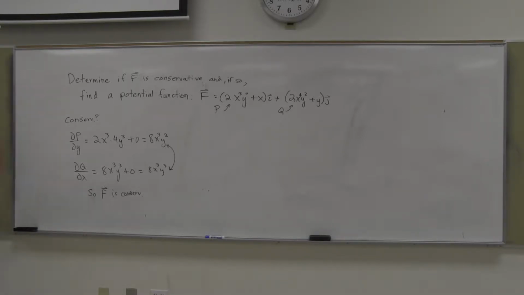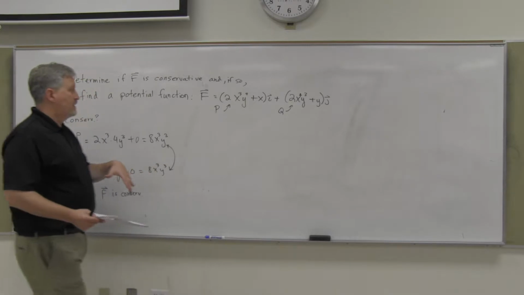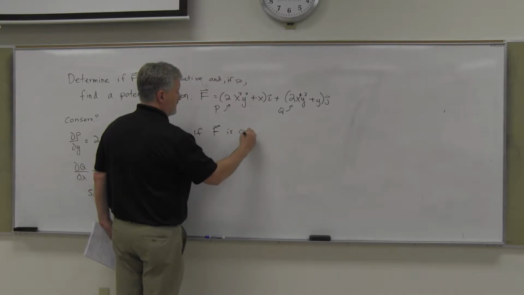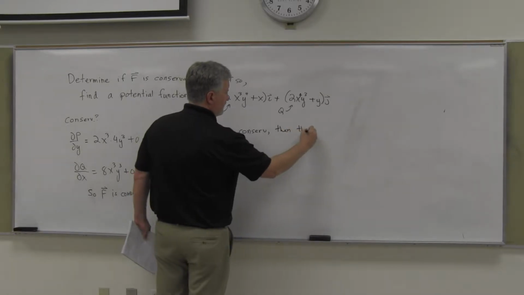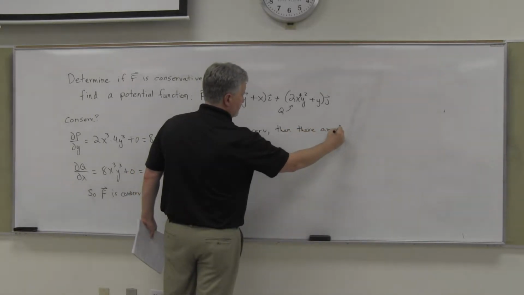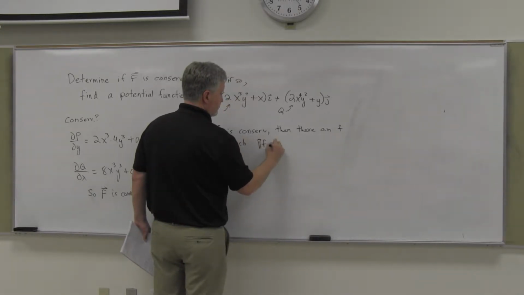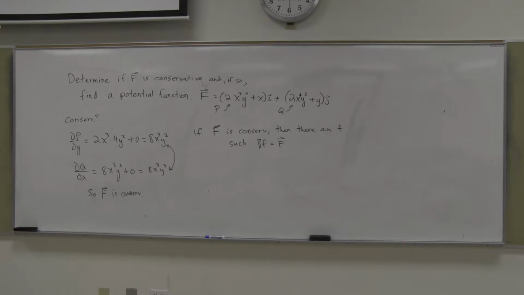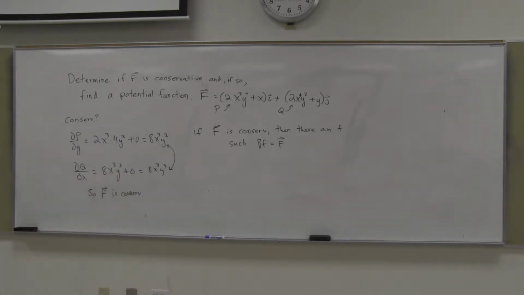So if it's conservative, all right, so back to the definition. If it's conservative, what does that mean? Well, if F is conservative, then there is an f such that the gradient of f equals that particular vector function. So there's a gradient function for it, a function whose gradient is equal to it. All right. So that's what we're going to play off of here.